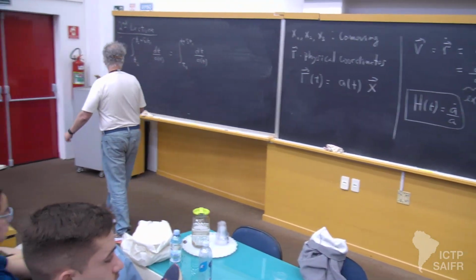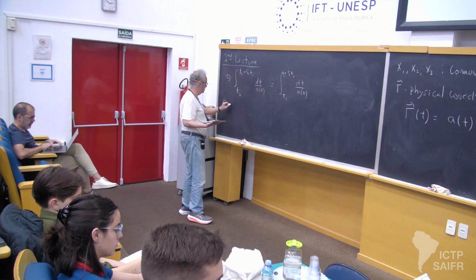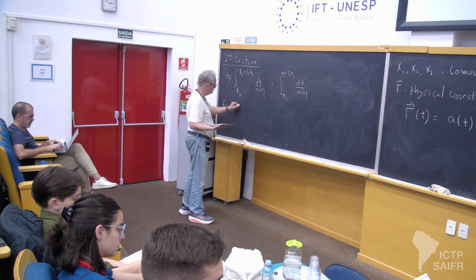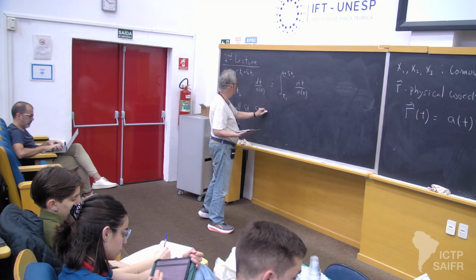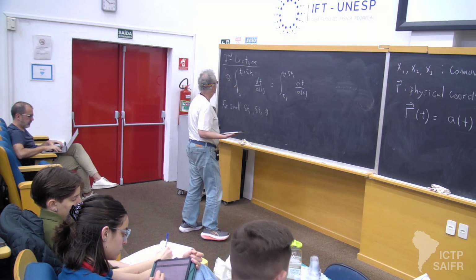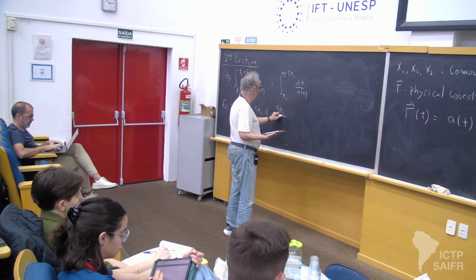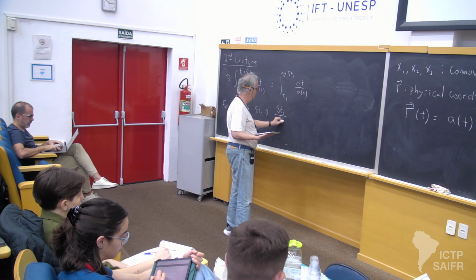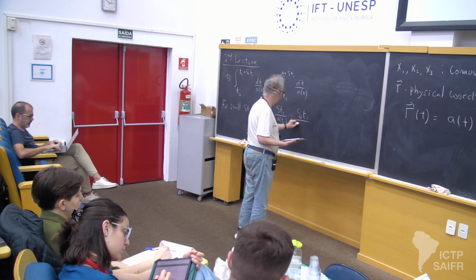So what does that mean? It means that for small delta t, it means that delta t2 over a of t2 is equal to delta t1 over a of t1.